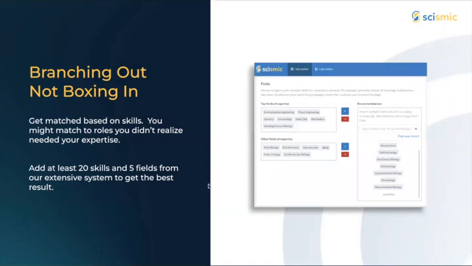If you do decide to create a profile, the most important part, and the part that we can offer the most guidance in, is the fields and skills sections. The idea is to be as comprehensive of your experience as possible. We recommend including at least 20 skills in 5 fields.